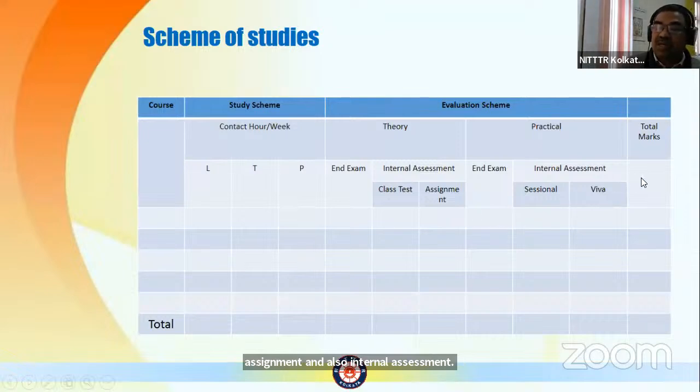And finally, total marks and sum of the curriculum. Also, another column is the total credits. So depending upon that LTP distribution, you can also convert in terms of the credit along with the marks.